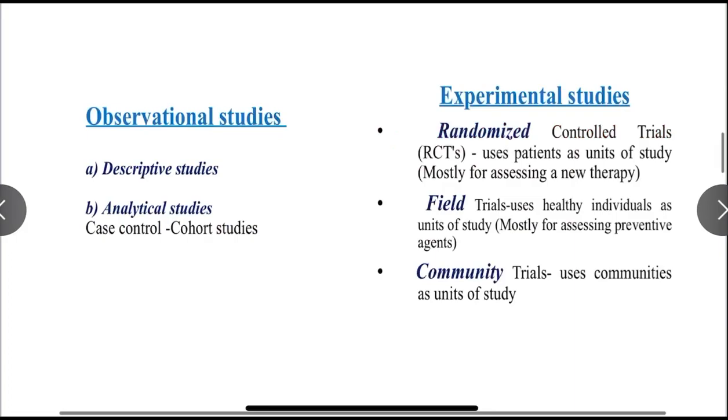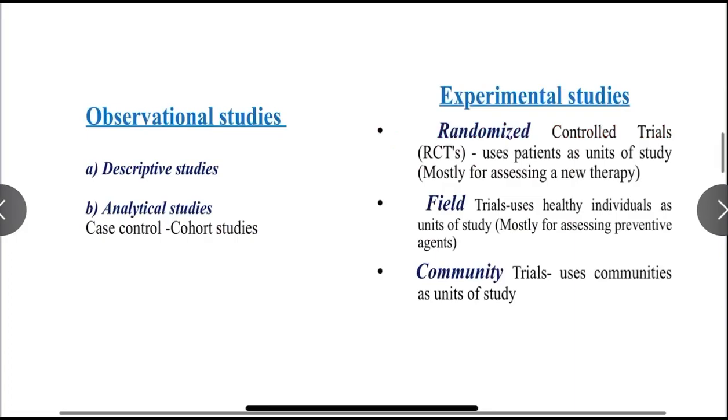Observational study includes descriptive study and analytical study. The analytical study has further subclassification: case control study and cohort study. And experimental study includes randomized control study, field trial, and community trial. Randomized control study means that we use patients as the unit of study, and it is mostly used for new treatments for diseases.